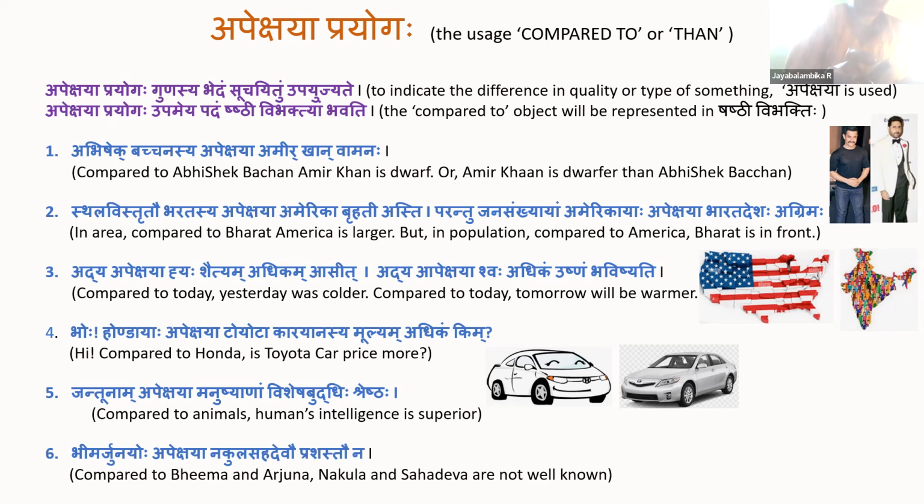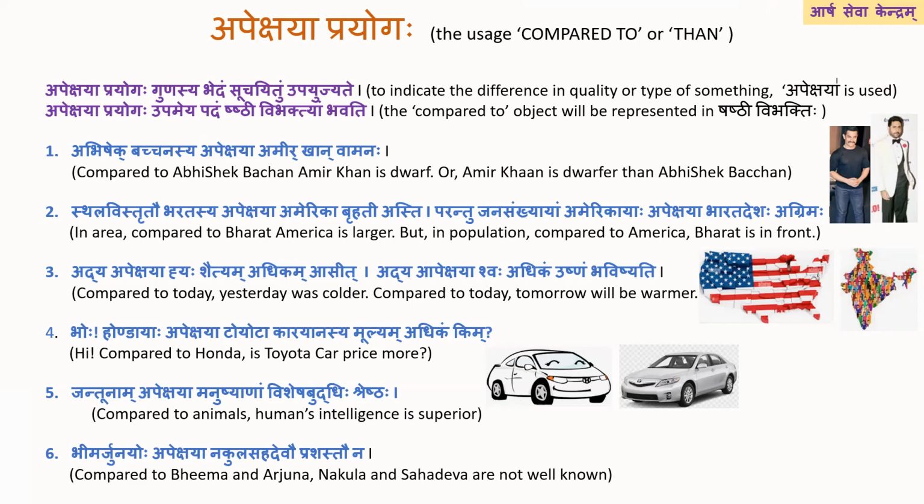Yes, Mahoday. Apekshaya prayogah gunasya bhedam suchayitum upayujyate. To indicate the difference in quality or type of something, apekshaya is used. Apekshaya prayogah upameya padam shashti vibhaktya bhavati. The compared-to object will be in shashti vibhakti. Here I should have used prayogasya, I will correct it. Abhishek Bachchanasya apekshaya Amir Khan vamanaha. Compared to Abhishek Bachchan, Amir Khan is a dwarf, or Amir Khan is shorter than Abhishek Bachchan.